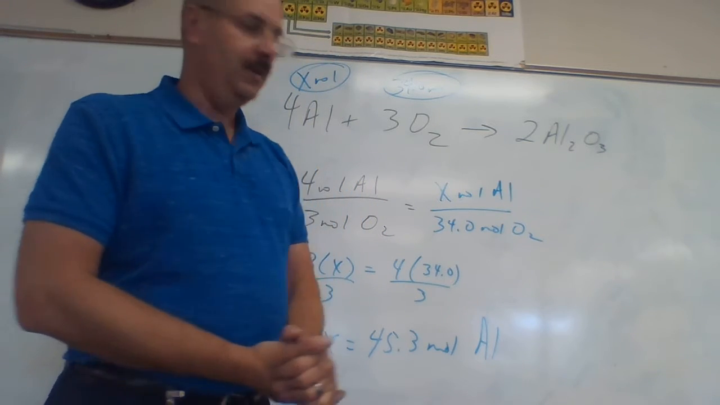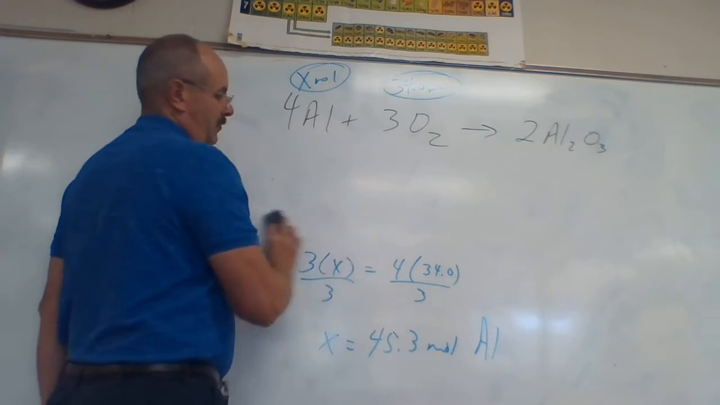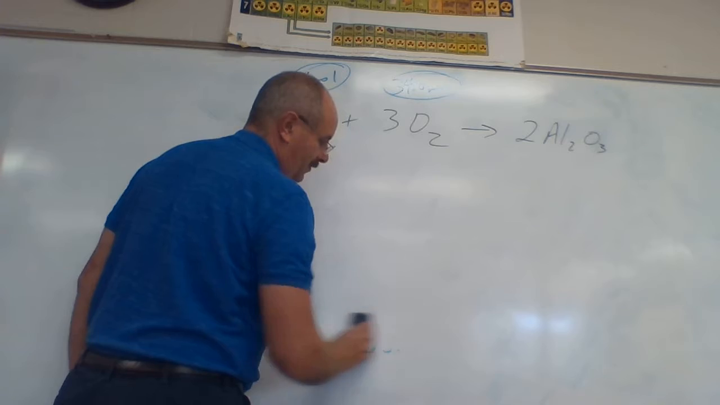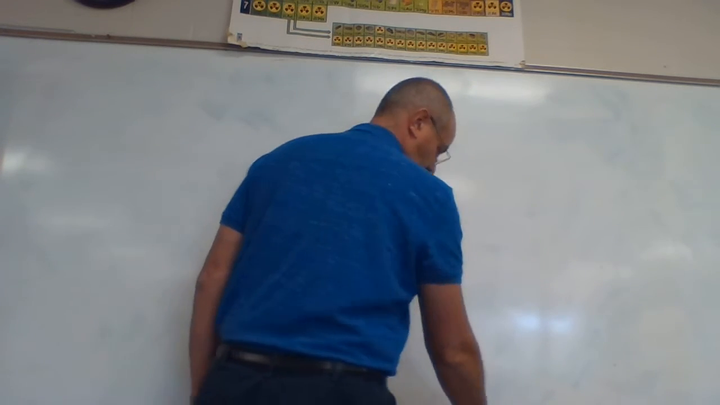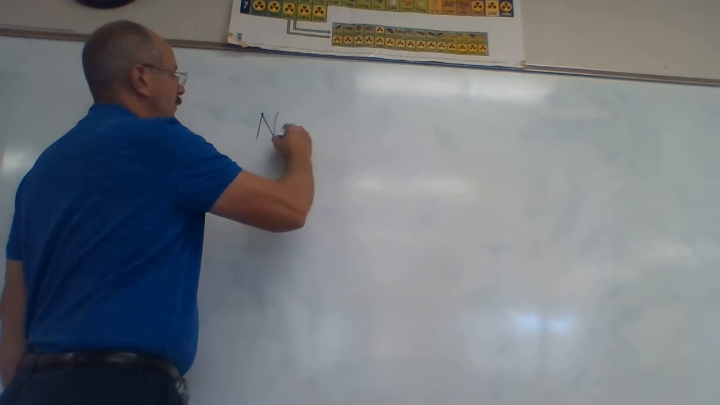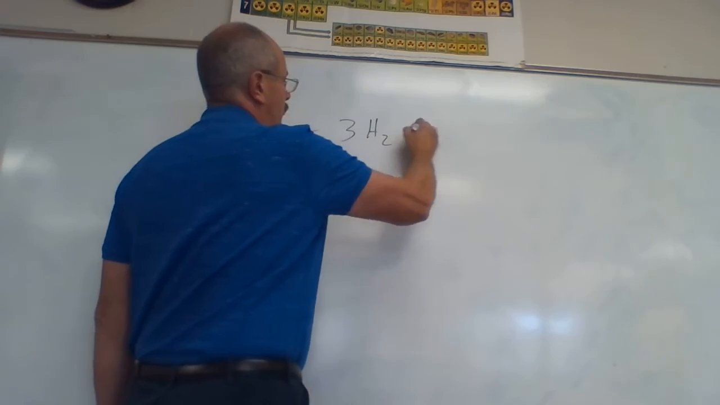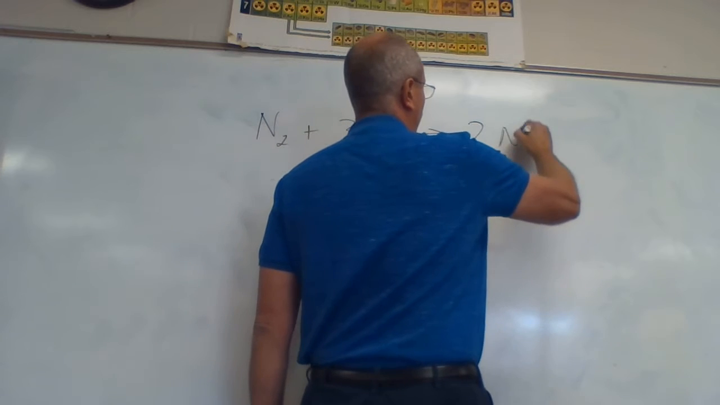Now what we're going to do is the same kind of idea, but instead of working with the moles, we're going to work with mass, and mass means grams. So I'll get rid of this, and according to your notes on mass to mass, we're given an equation of N2 plus 3H2, and that's going to form 2 NH3s, or ammonias.